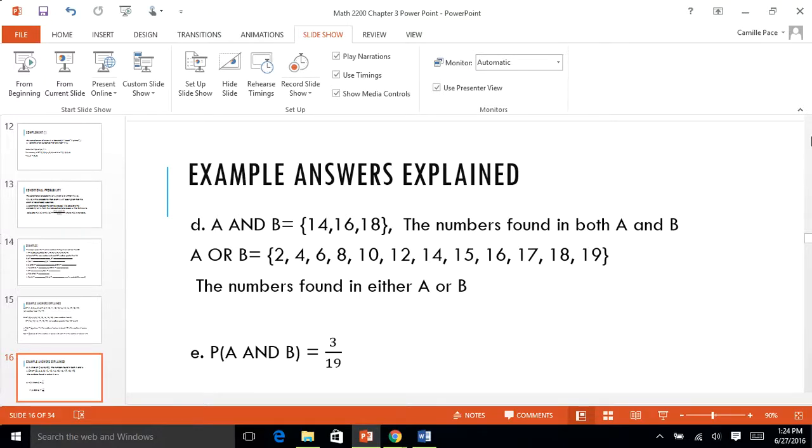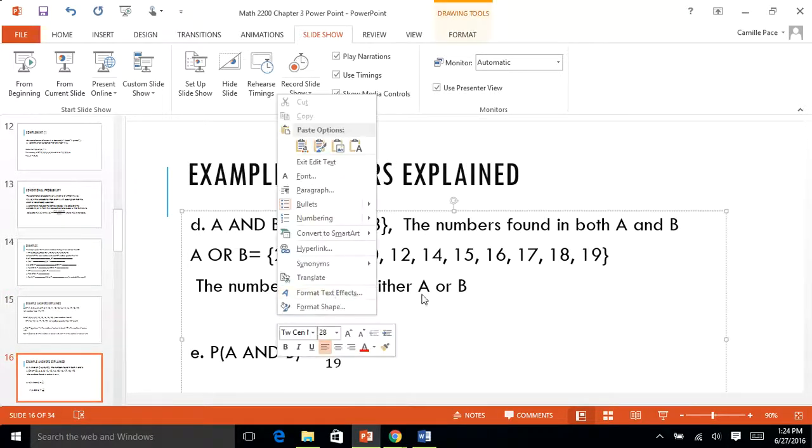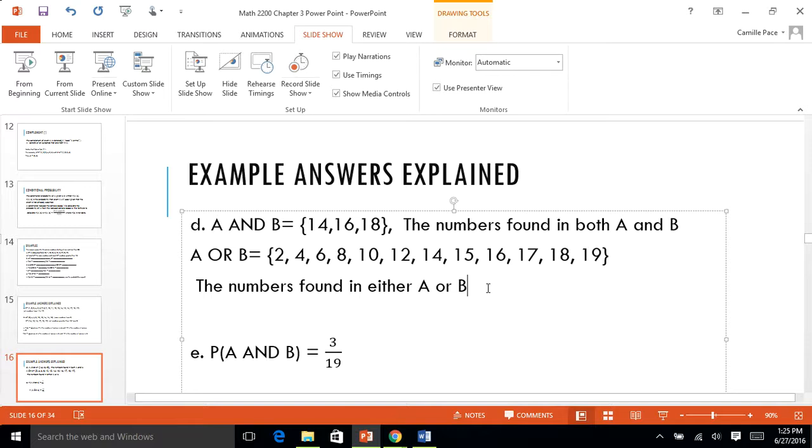So it's looking for A or B. So it's numbers found in A or B. So if I go back and look, which are found in A or B? All right, so I have 2, 4, 6, 8, 10, 12, 14, 15, 16, 17, 18, 19. Okay, remember, I need to take out the duplicates. Don't keep the duplicates in because they don't matter. And remember, I'm not looking for everything in S, which is my sample size. I only want things that are in A or B.